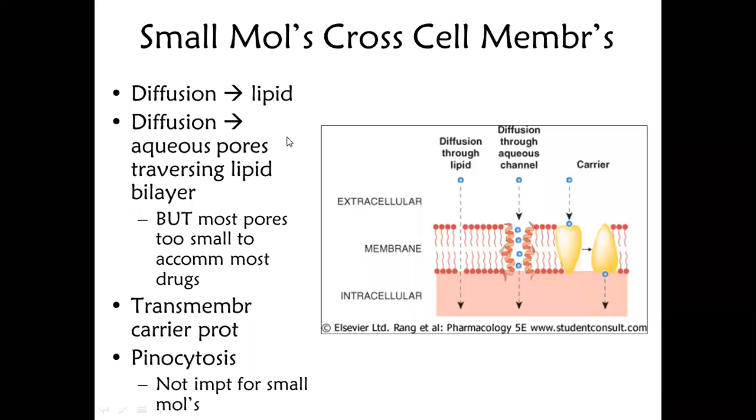So lipids have the capacity of diffusion through the lipid bilayer, while the diffusion taking place through the aqueous channel is another way, through the aqueous channel. But most pores are too small for drugs. Means various drug molecules are larger in size, so they cannot cross through these aqueous channels.